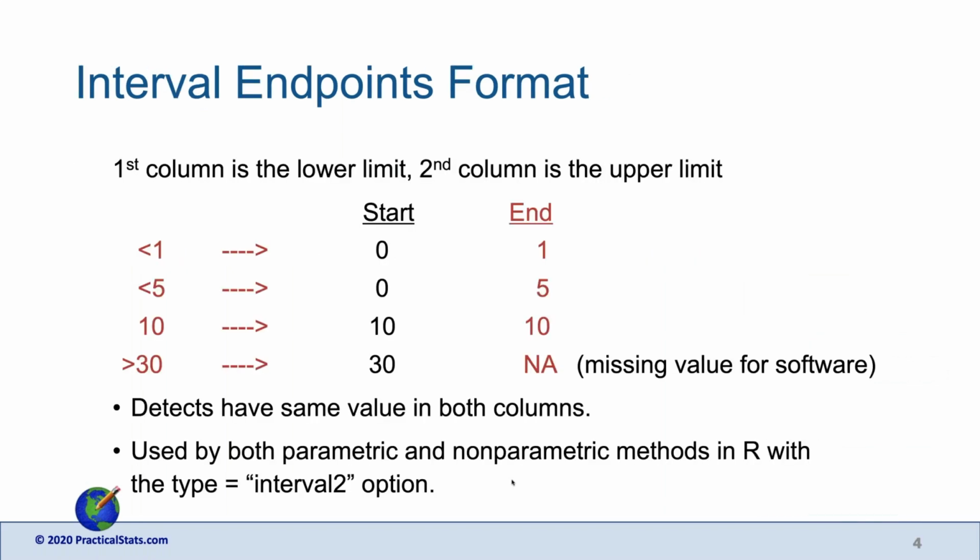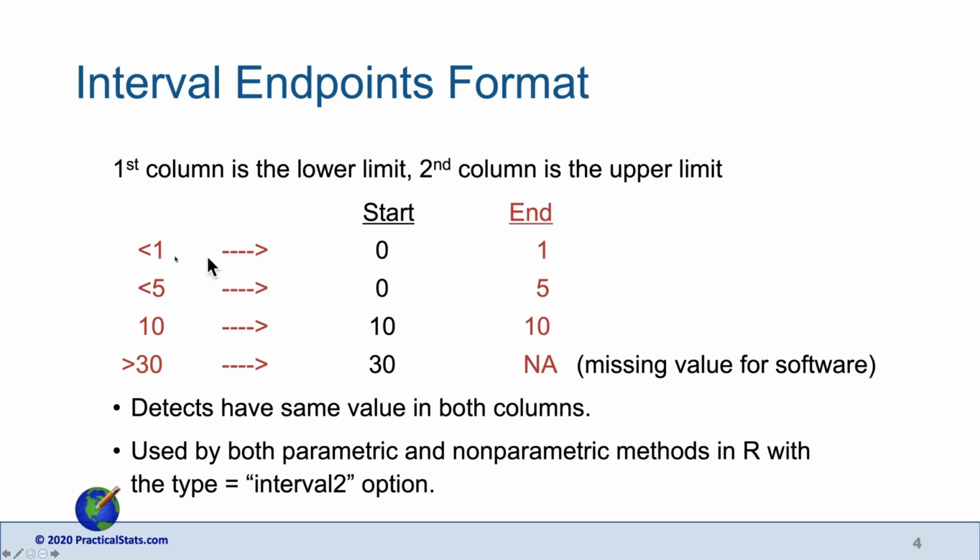All right, so to put data into these procedures, you'll have to store them in a particular format, and this is called the interval endpoints format. It's the second format in that textbook that I just mentioned for censored data. The interval endpoints format is where you have two columns to represent a censored variable, and the first column is the lower limit, the low end of what the data values might be. And the second column is the upper end of what those data values might be.